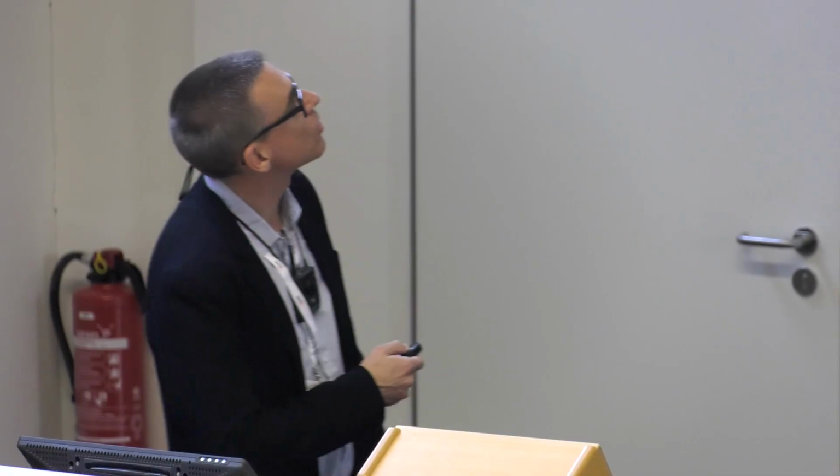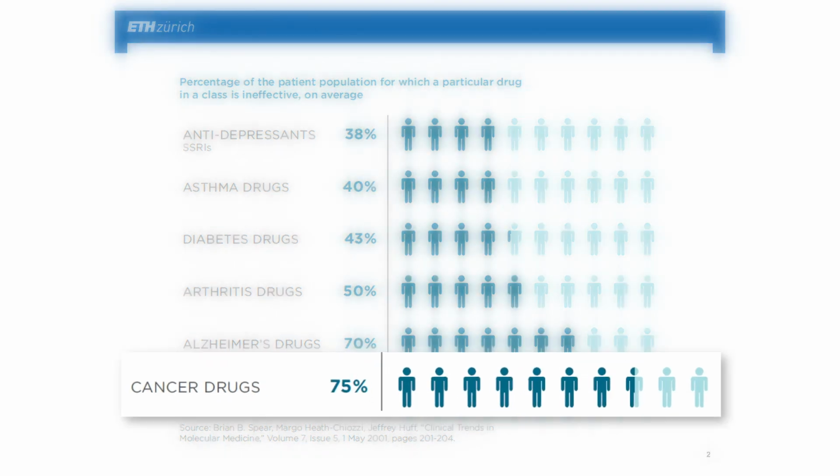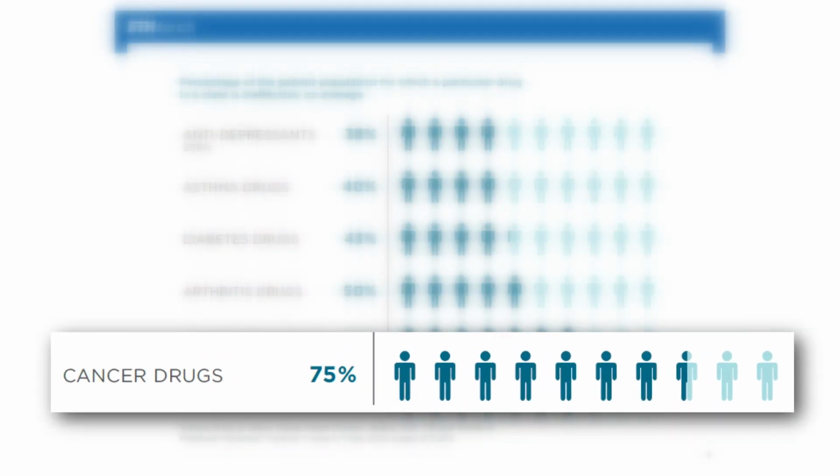So the starting point in more general terms, as you are all aware, is that we're not using the drugs that we have available in a very efficient way. This is a rather old study, but nevertheless, it shows you the percentage of patients for which a certain drug, stratified by classes, has not worked, has not done its job. And without going into any details here, for cancer drugs, that is this amazing number of 75%. So I don't want to argue about the number, but it's clear that what we're doing currently here is suboptimal.